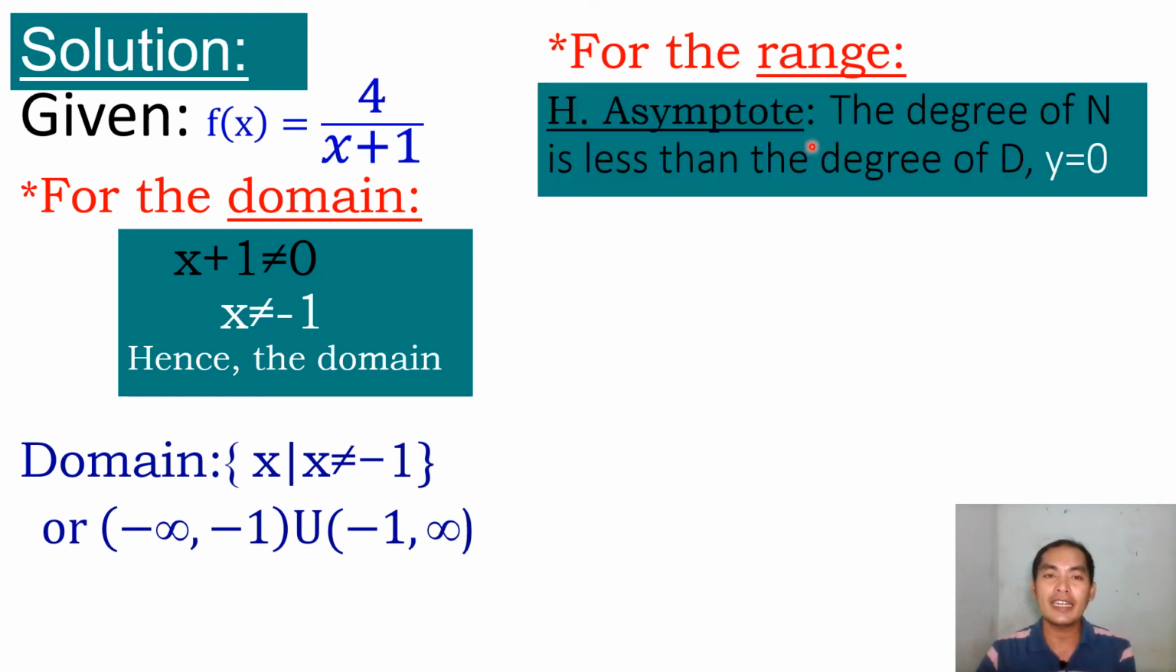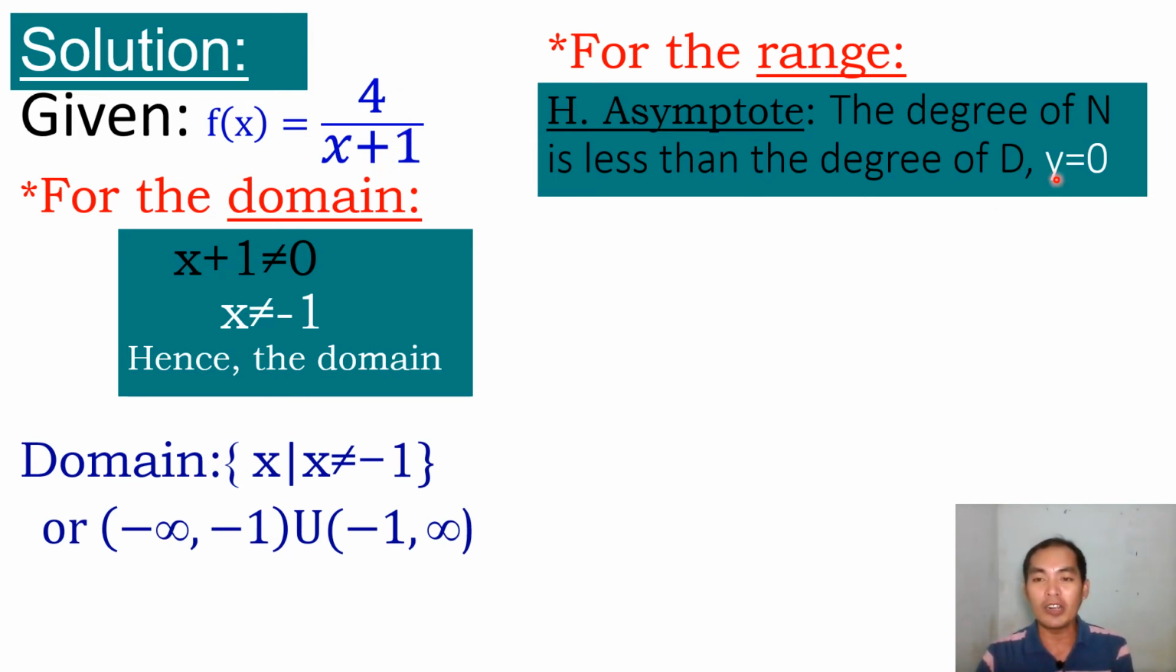How about for the range? So for the range, the degree of the numerator is 0 because there is no variable. The degree of a constant is 0. And the degree of the denominator is 1 because there is a variable and no exponent. It means the exponent is 1. So 0, 1, meaning the degree of the numerator is less than the degree of the denominator.